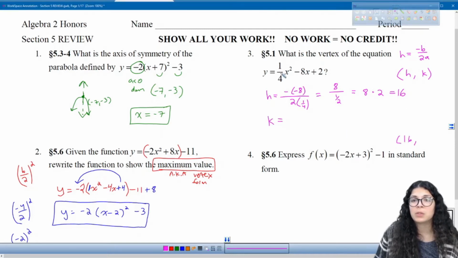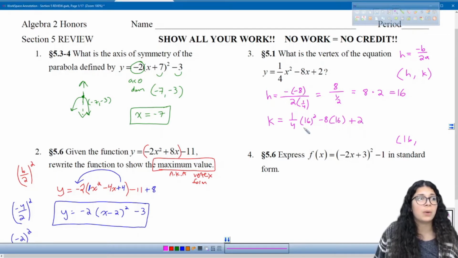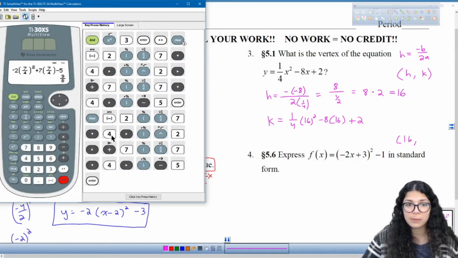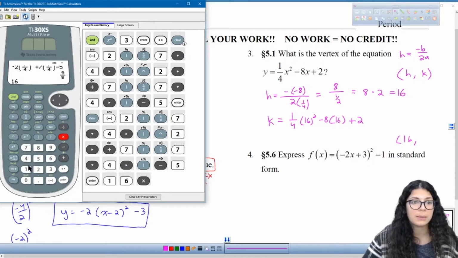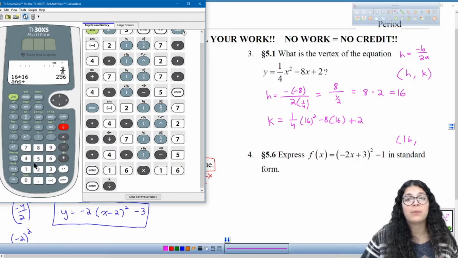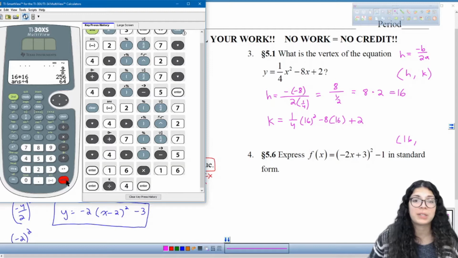the y value. So let's go ahead and plug the x value into the function to find the y value. So y is 1/4 times 16 squared minus 8 times 16 plus 2. So 16 squared is 16 times 16, which is 256. And then multiplied by 1/4 is the same thing as dividing by 4, which is 64.